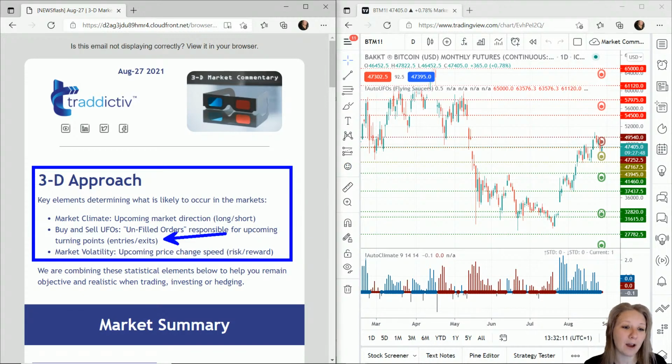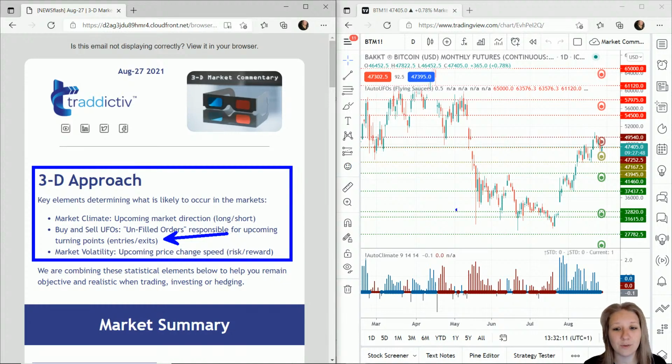Then we'll look at unfilled orders, UFOs. What these show us is essentially where the buyers are and where the sellers are. That's important to know because if we want to buy, we're better off buying with loads of other buyers, because it's more likely to push price upwards, which is what you want if you're buying. If we're selling, we want to sell with loads of other sellers because it's much more likely to push price down, which is what you want when you're selling.